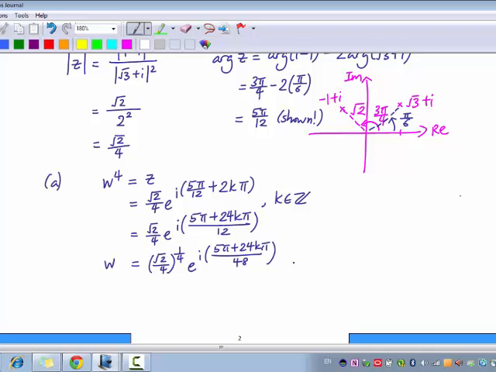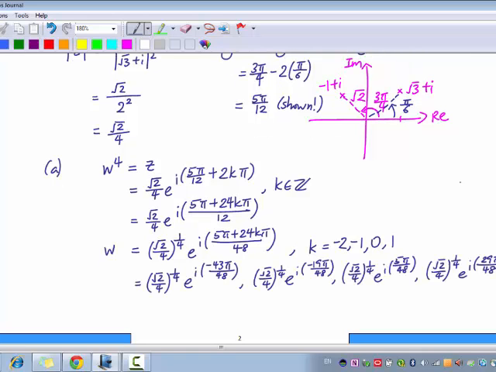Now we sub in our 4 consecutive values of k: 0, plus minus 1, and let's include negative 2 as well. Because we chose wisely values of k around 0, we find that this time round, all our arguments are within the principal range.